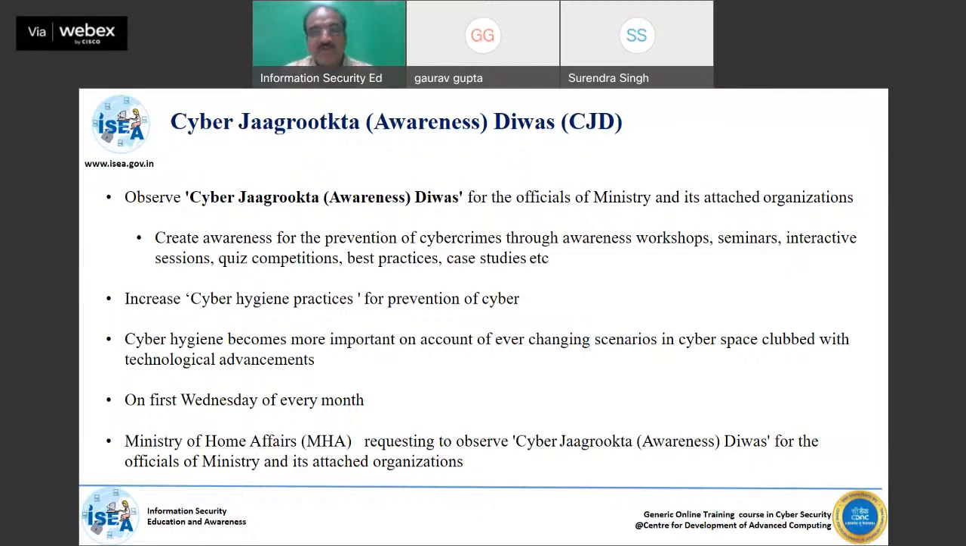Keeping those things in mind, the Government of India has initiated these awareness programs for all the ministries, departments, and all the citizens, to create awareness on various cyber crimes happening to users. This is observed on the first Wednesday of every month. The Ministry of Home Affairs has requested that all the officials of the ministry and its attached organizations observe the Cyber Jagrata Divas. So all those organizations have to do this activity.